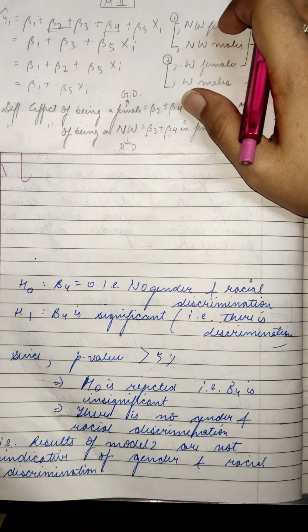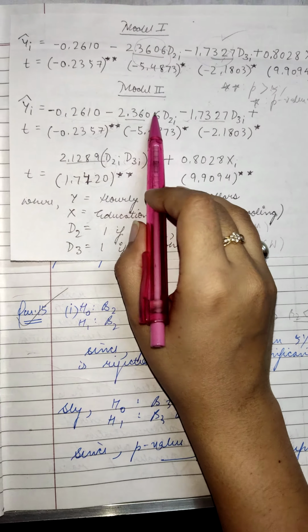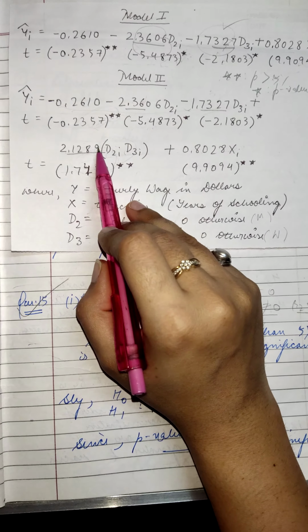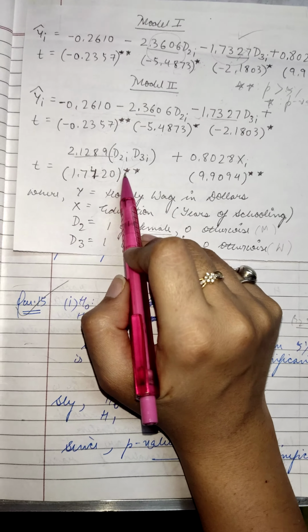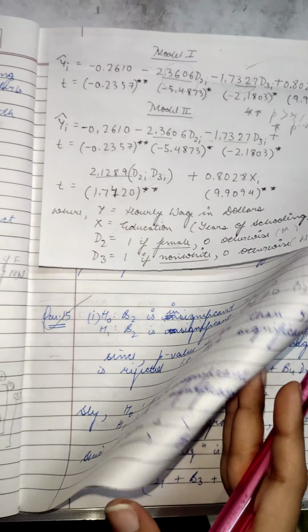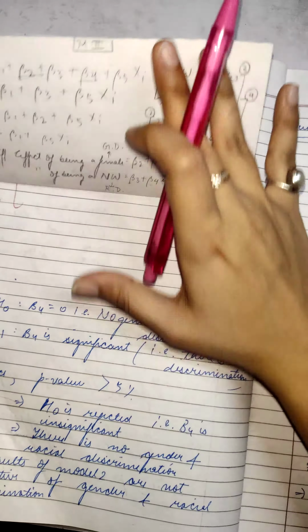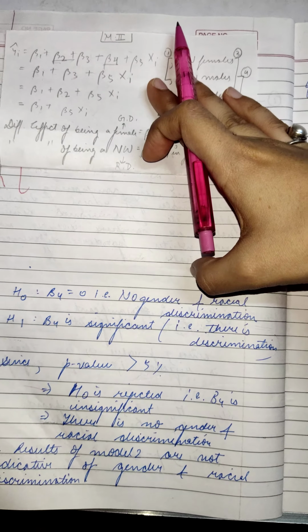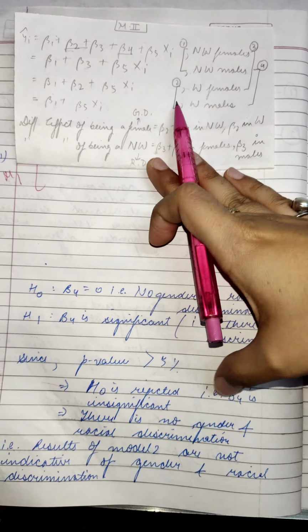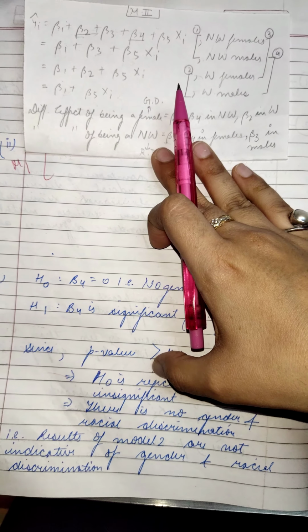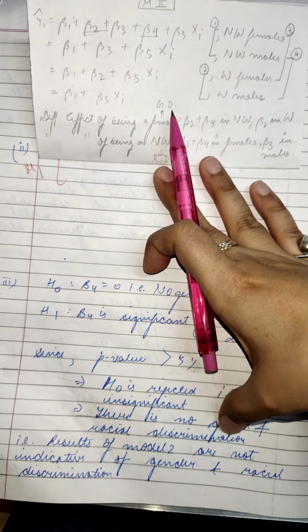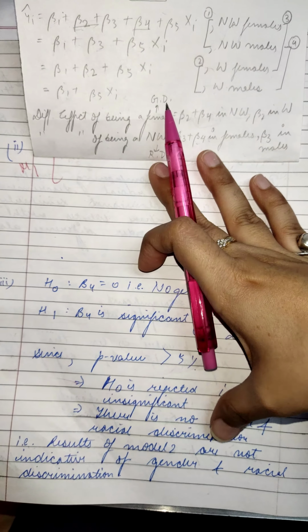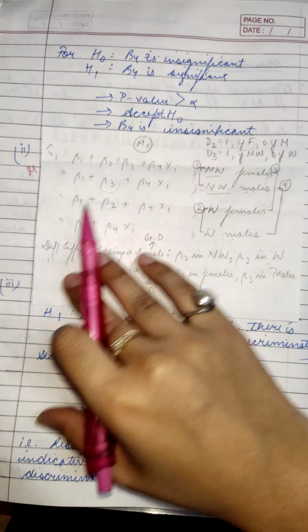Now let's look at the p-value. This is my beta 1, this is my beta 2, this is my beta 3, this is my beta 4. I have 2 stars. 2 stars means p-value greater than 5%. So unfortunately, I am not able to reject the null hypothesis of insignificance. So since the null is not rejected, beta 4 is insignificant. There is no gender and racial discrimination. That is, the results of model 2 are not indicative of gender and racial discrimination.